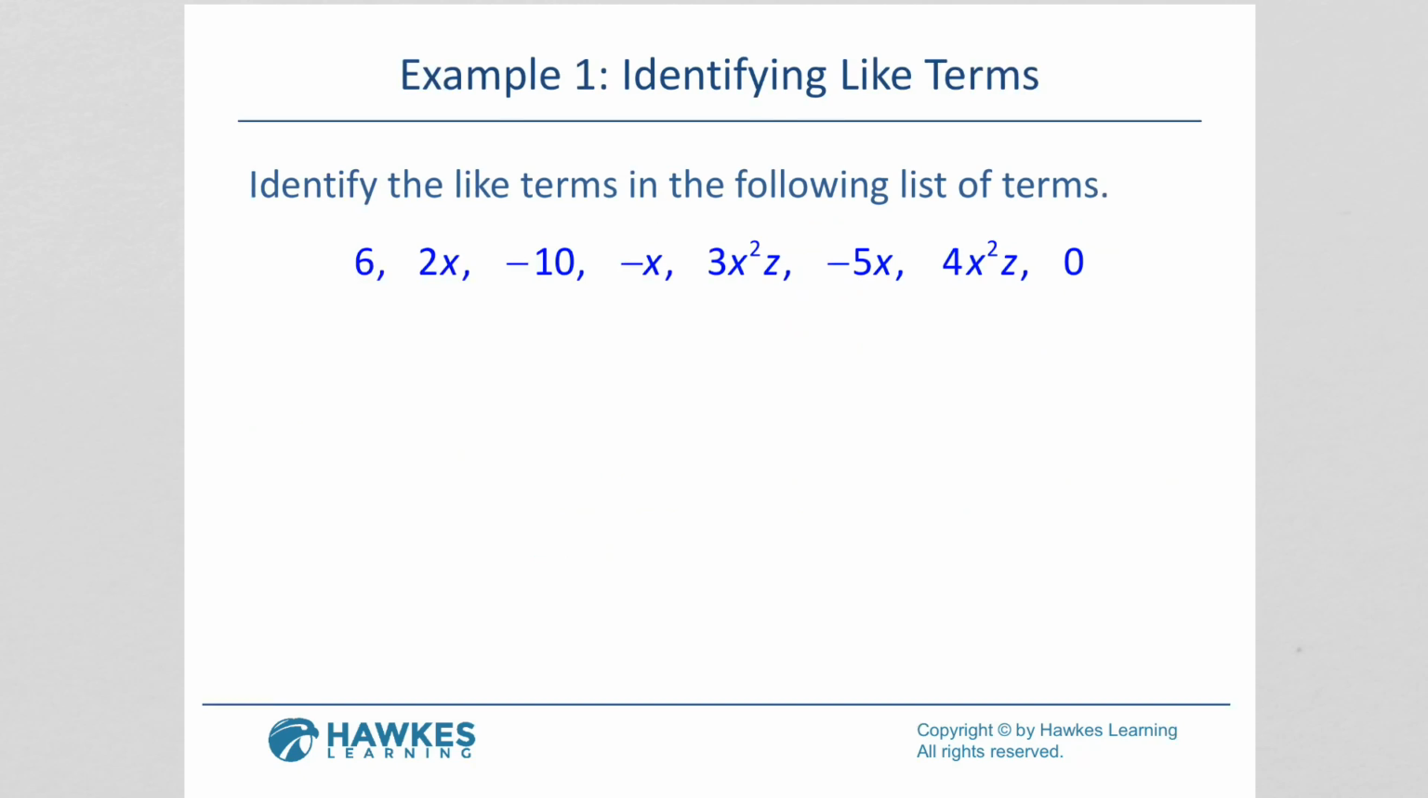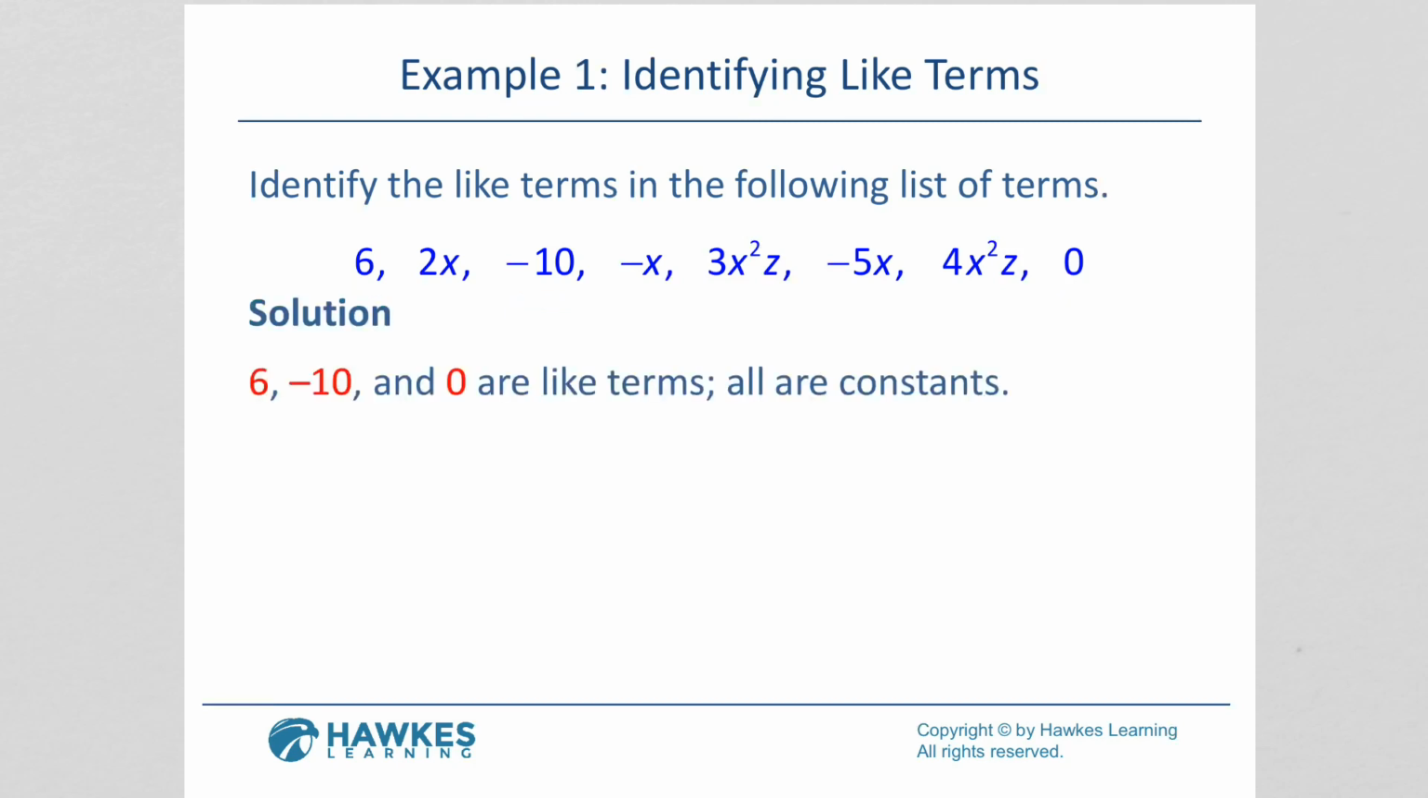Example 1, identifying like terms. Identify the like terms in the following list of terms. We're going to start with the very first term we see, and that's a constant. This is a constant. This is a constant. 6, -10, and 0 are like terms. All are constants.